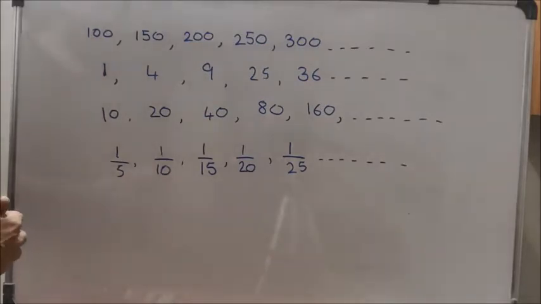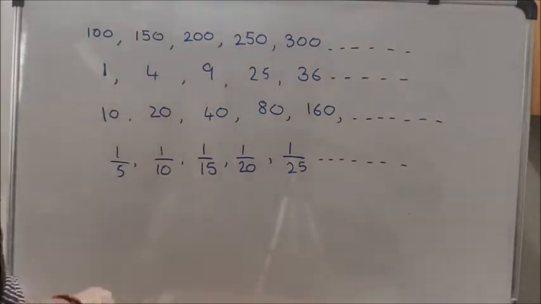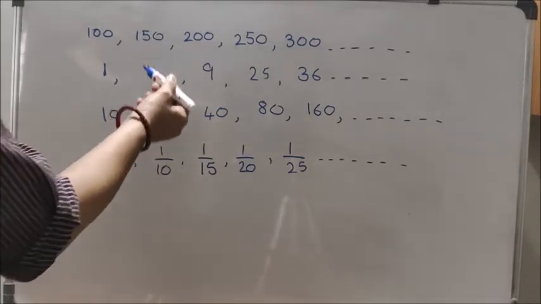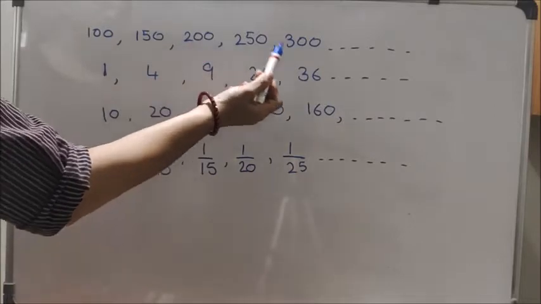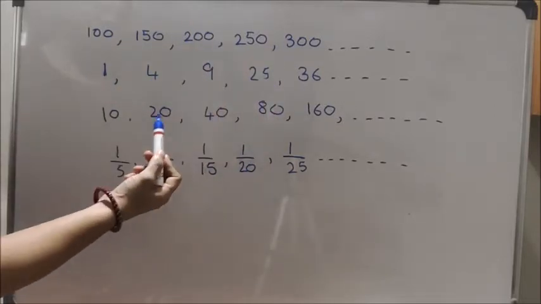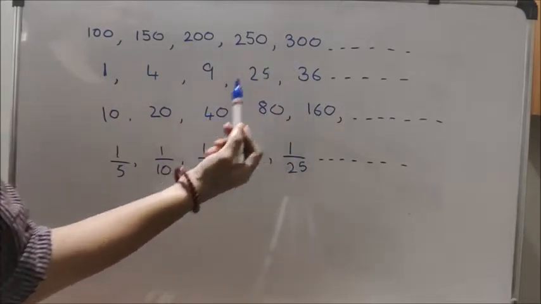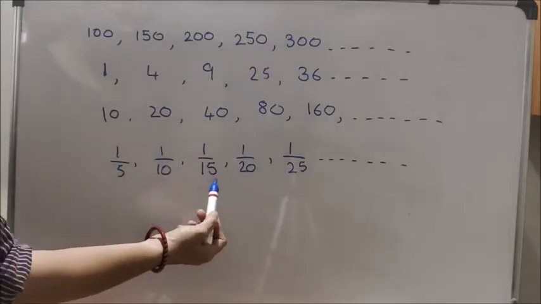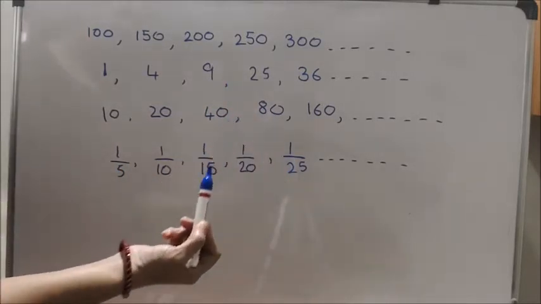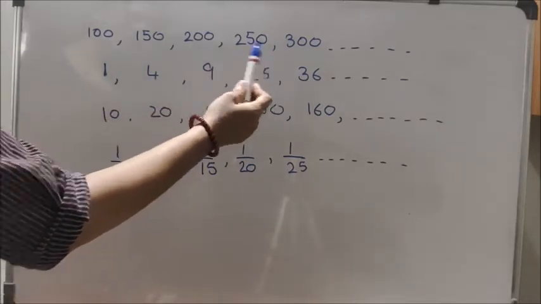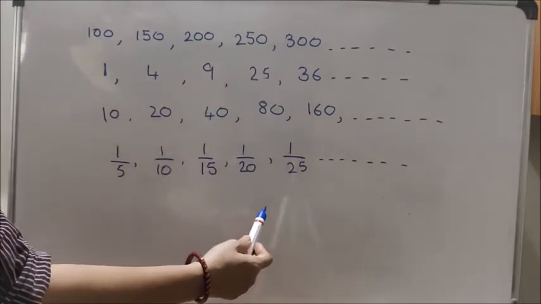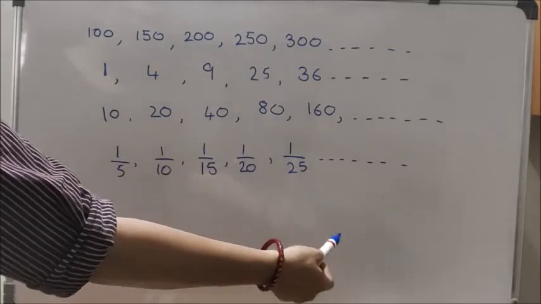In this video, we are going to learn about arithmetic progressions. Here you can see some sequences: 100, 150, 200, 250; 1, 4, 9, 25; 10, 20, 40, 80, 160; 1 upon 5, 1 upon 10, 1 upon 15, 1 upon 20, 1 upon 25. You can definitely see that there is something common in each of the numbers which comes forward, ahead.